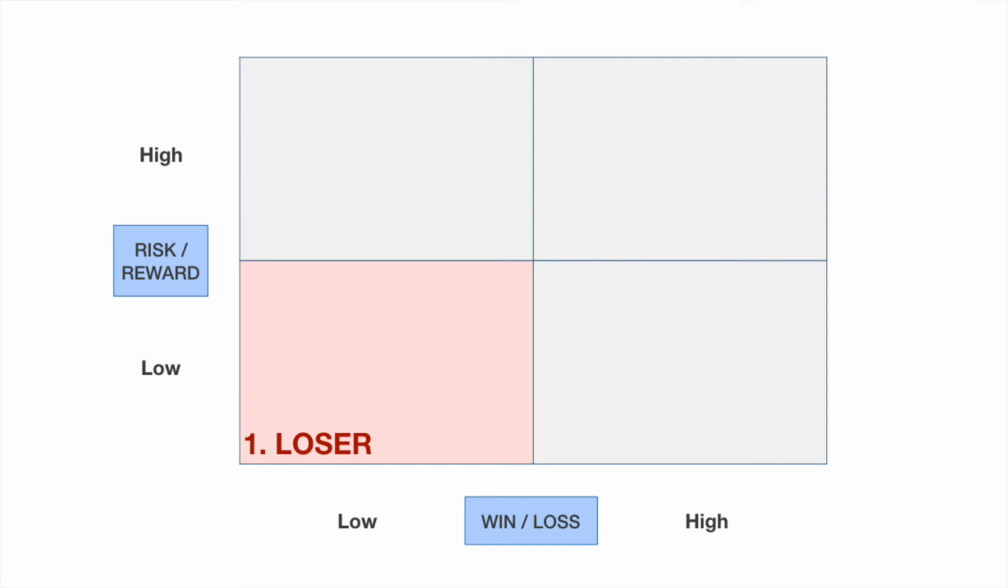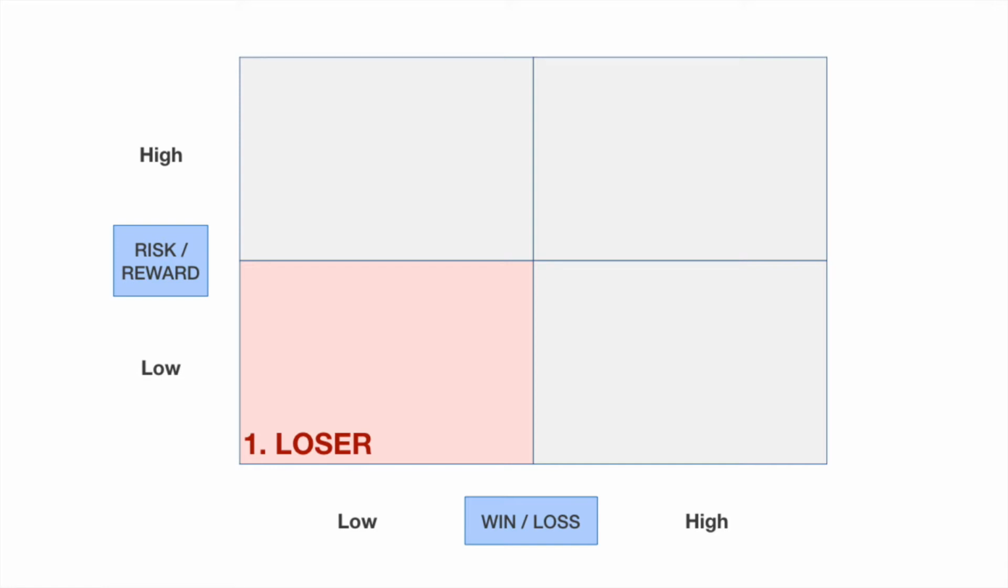So if we create a simple matrix where we put the risk reward on the y-axis and the win-loss on the x-axis, we obtain 4 distinct categories, each one corresponding to one type of trader.